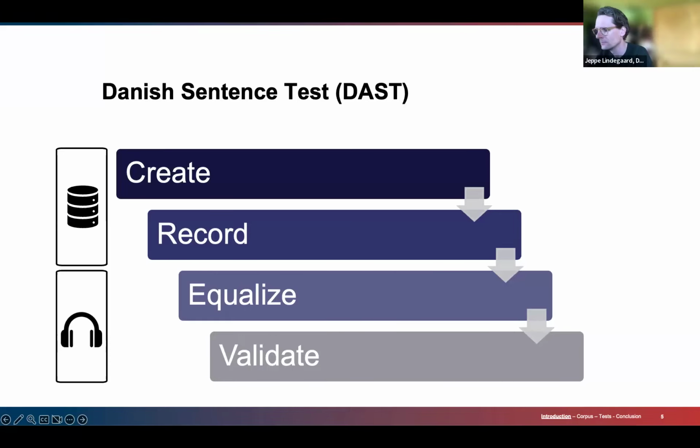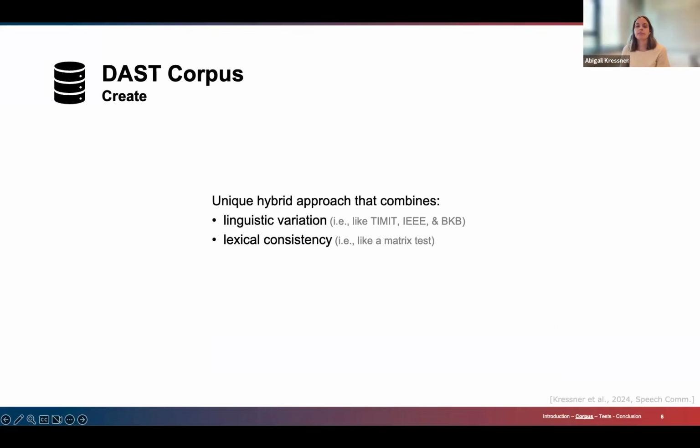So I'll briefly walk through each of these steps, starting with the creation phase. The DAST corpus was created using a hybrid approach that combines linguistic variation with lexical consistency. On the one hand, we wanted the kind of linguistic diversity found in well-known English language corpora, such as TIMIT, IEEE, and BKB, where the sentences are very natural in structure and content.